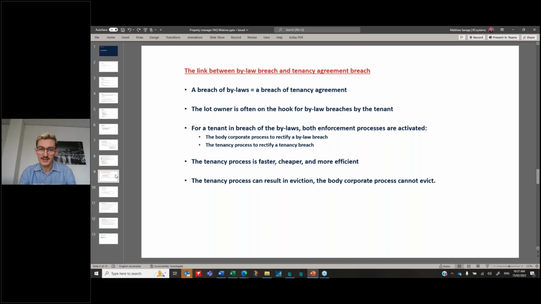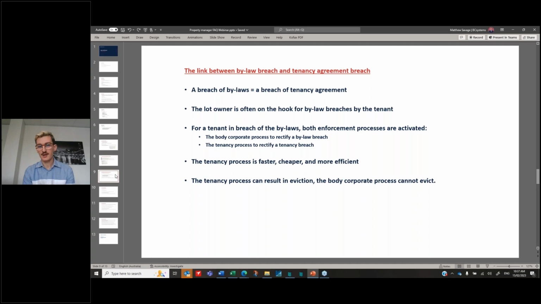So for a tenant in breach of the bylaws, both the enforcement processes are activated at the same time. So the body corporate does have a process to rectify a bylaw breach. That involves the body corporate issuing bylaw breach notices, sending the tenant to the body corporate adjudicator's tribunal, and then to the magistrate's court. So the body corporate can do that and does do it sometimes.